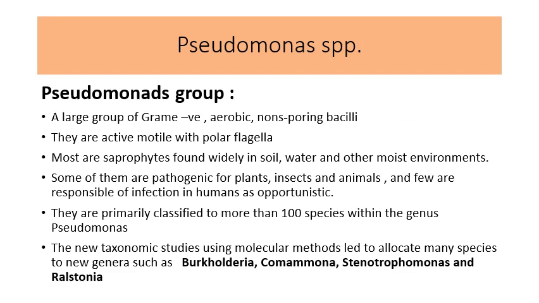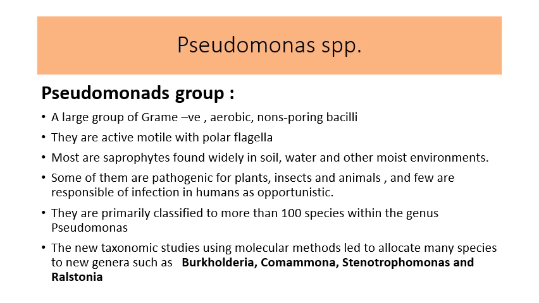The Pseudomonas group is a large group of gram-negative aerobic non-sporing bacilli. The bacteria are also actively motile using polar flagella. Most of the bacteria belonging to this group are saprophytes and found widely in soil, water, and other moist environments, and some of them act as pathogens for plants, insects, and animals. And also a few of them are responsible for many infections in humans as opportunistic pathogens.